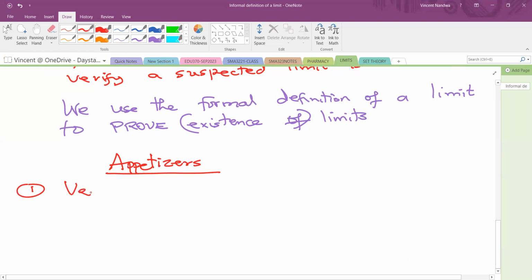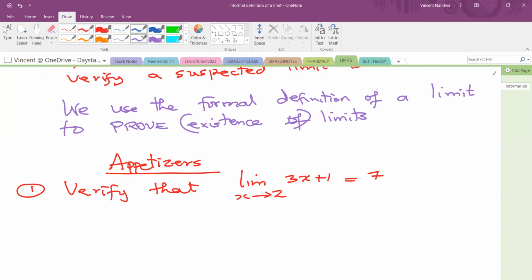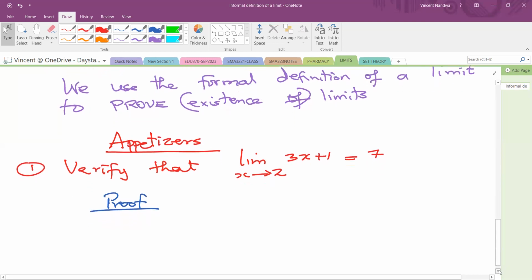One, verify that the limit of the function 3x plus 1 as x approaches 2 is equal to 7. And this is how you provide the proof. Proof: you start by giving the definition of a limit formally. And this is how the stem of the proof is.